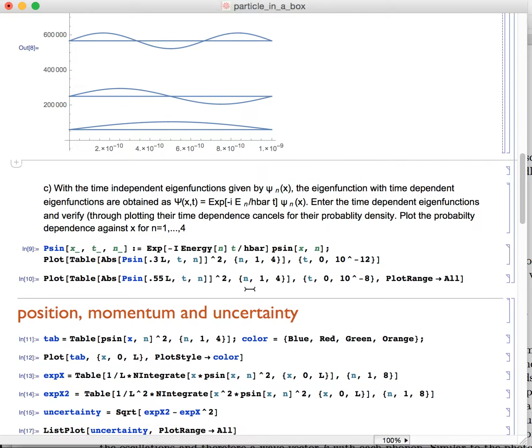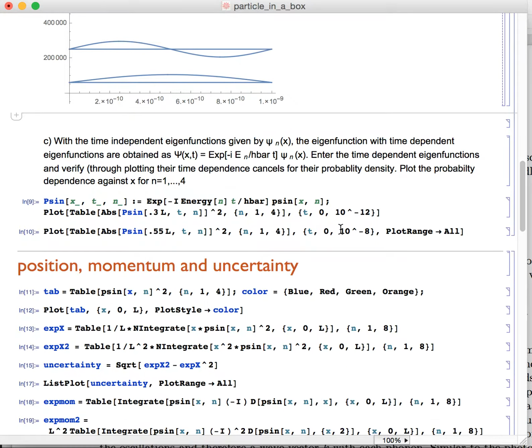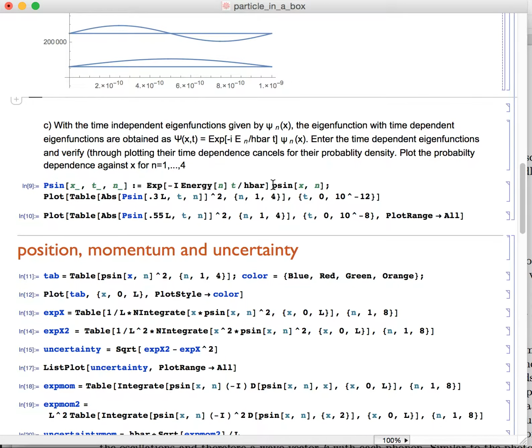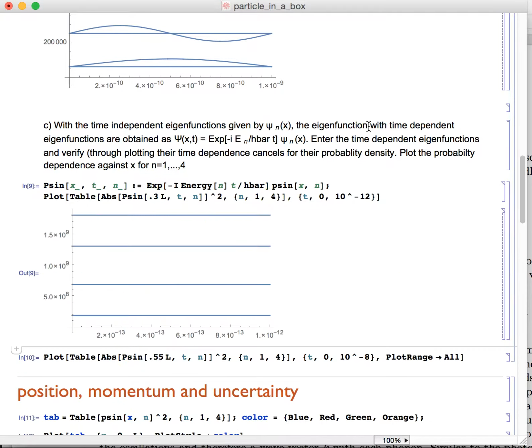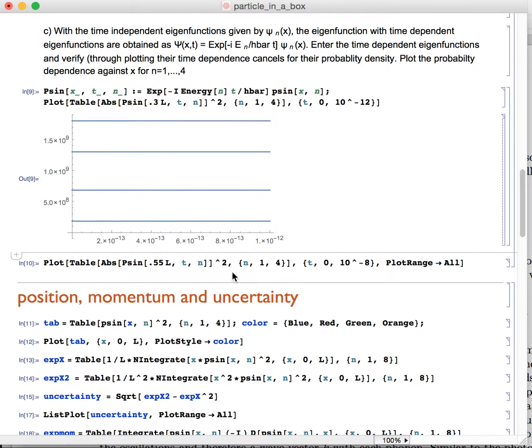So finally, we verify here the property of stationary states. So we put here now our time dependent factor in front, the exponential minus i E_n t over h bar. And then we plot the square of the absolute value of these wave functions. And of course, as we know from theory already, this time dependence factor will drop out for the stationary states. So we plotted the time dependence, and you see there's no time dependence, they're the same all the time. And we made this for a fixed value in x.